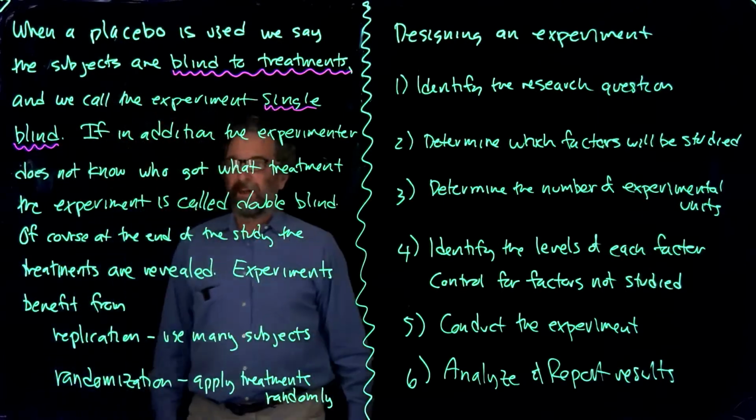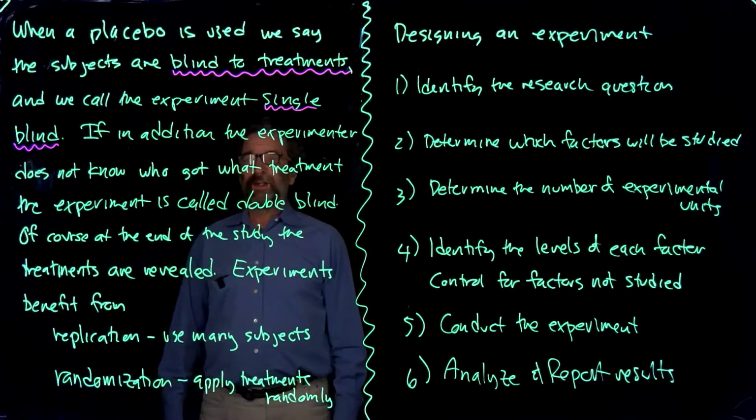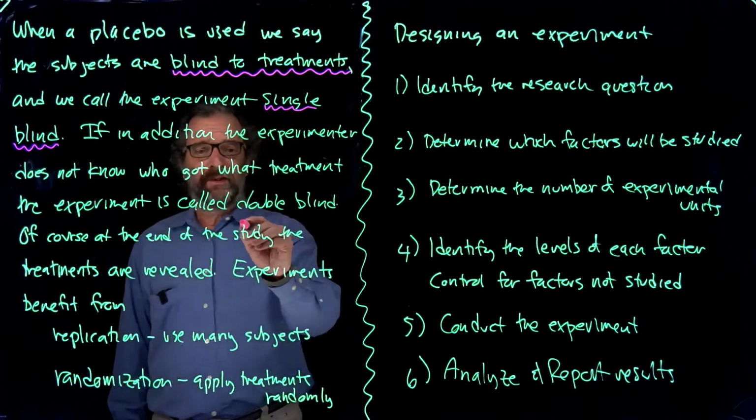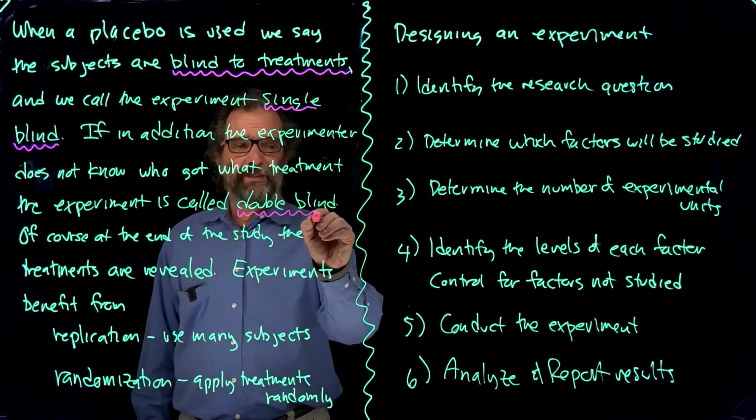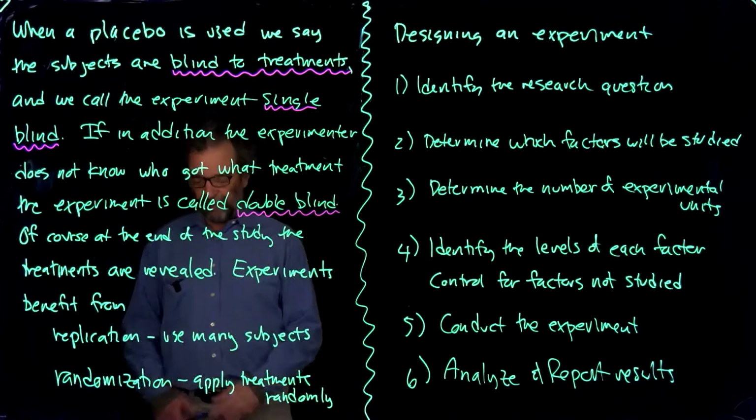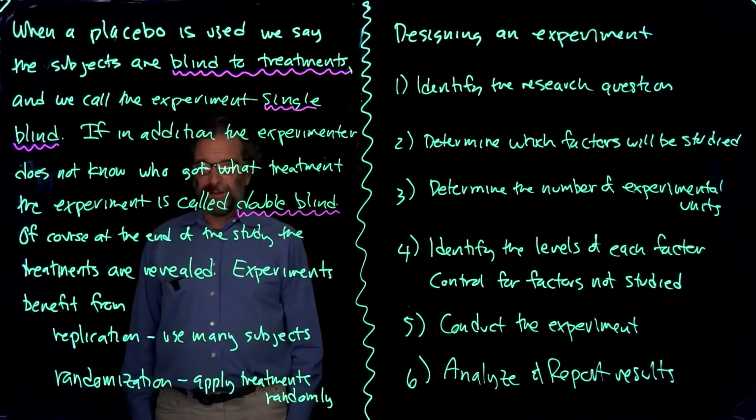is happening, the subjects. And if in addition the experimenter does not know who got what treatment, the experiment is called double blind. So that's advantageous because then the experimenter, or at least the person recording the information, isn't biased by knowing who had received the active ingredient and who didn't.